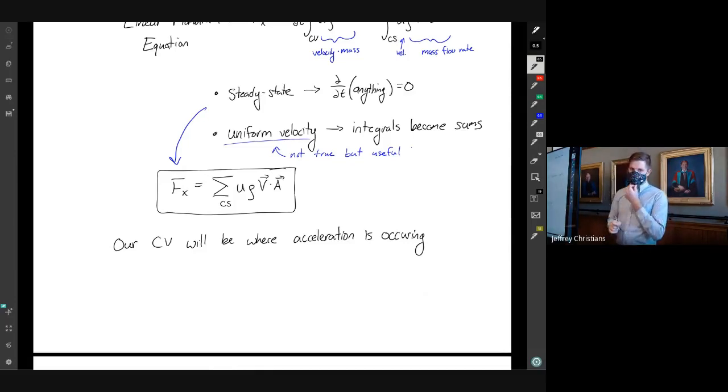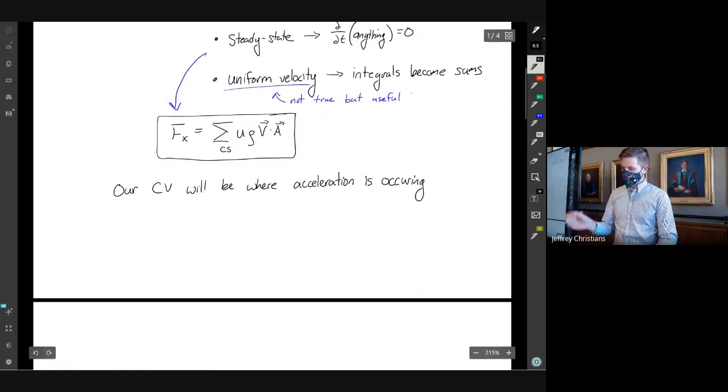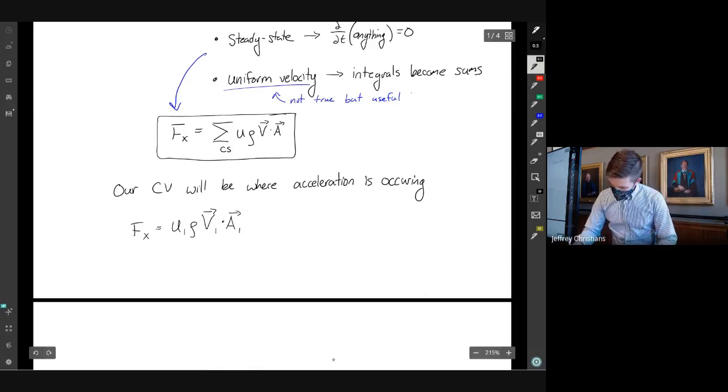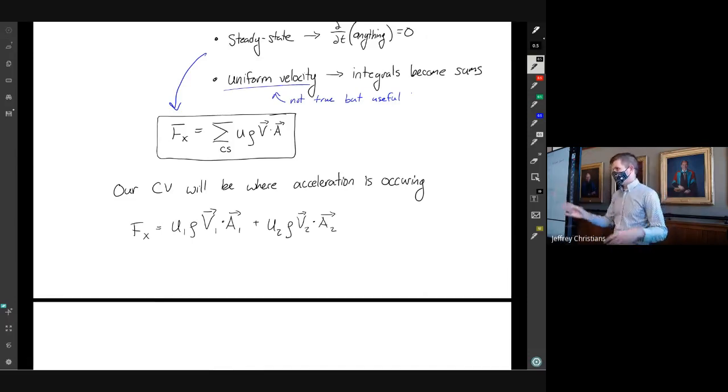Okay, so now we have to look at our equation here, and we're doing this sum across all of the control surfaces. So what that will look like is Fx equals u1 rho v1 dot A1, right? We only have 2, plus u2 rho v2 dot A2. And if you have more control surfaces, you keep adding it across whatever control surfaces you happen to have, wherever something is going in or out.